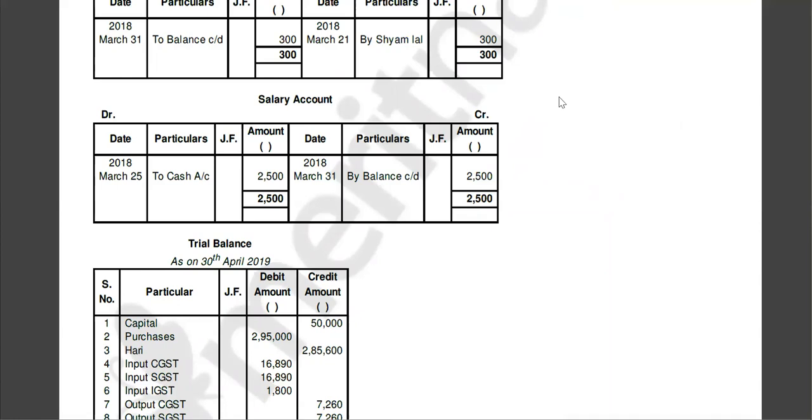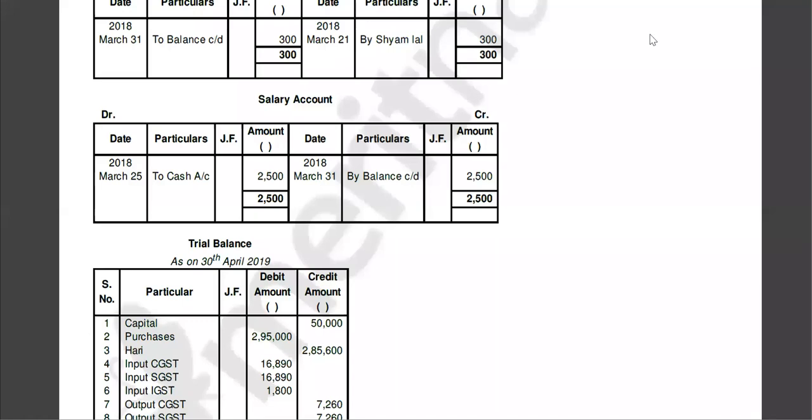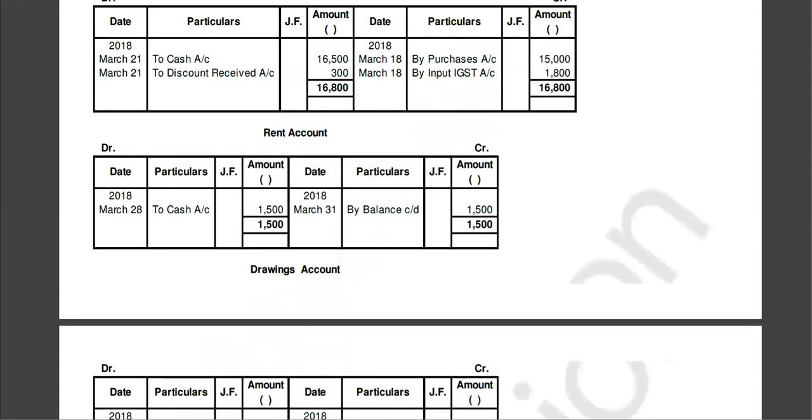Yes, the next is the trial balance. Now you have to do the trial balance. See, before you start your ledger, you have to count all the ledgers, how many ledgers we have to prepare. See, I will tell how to count them.